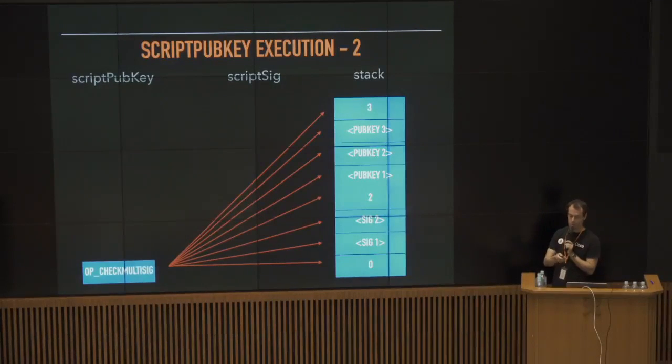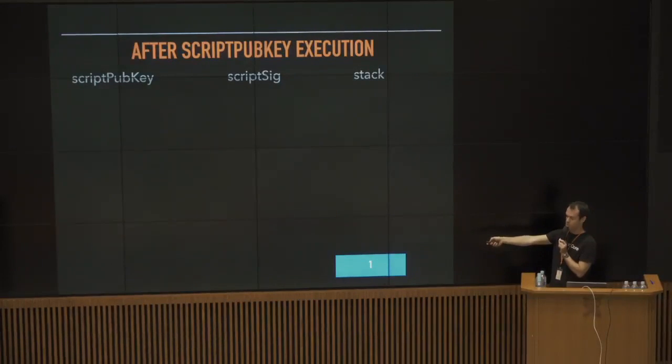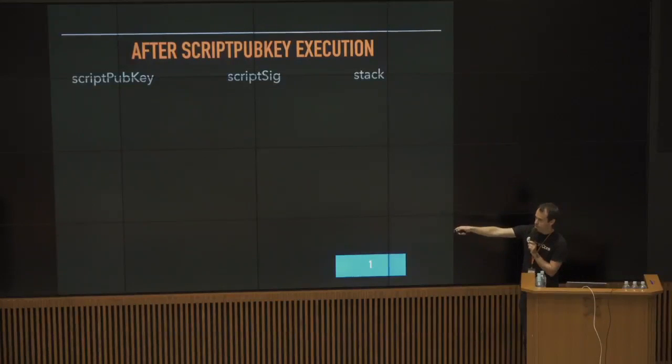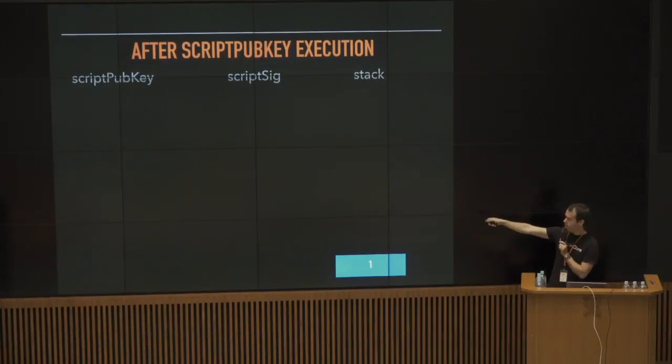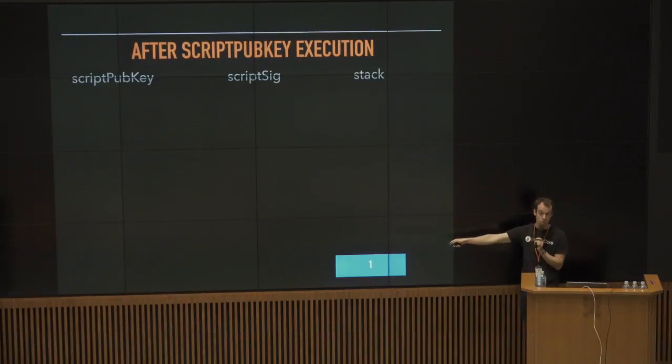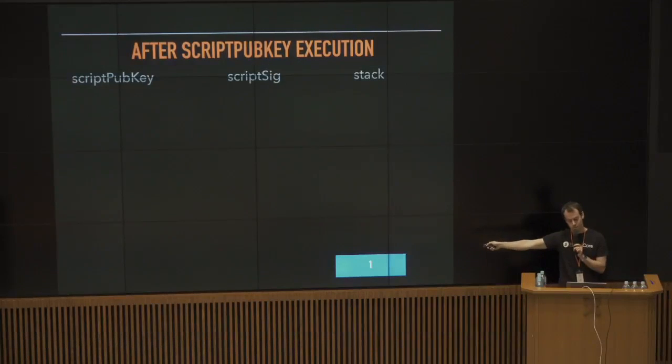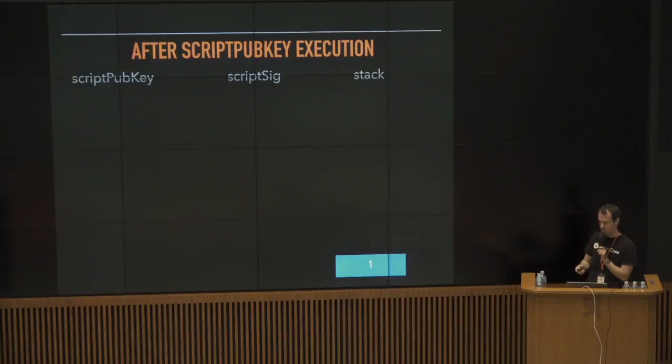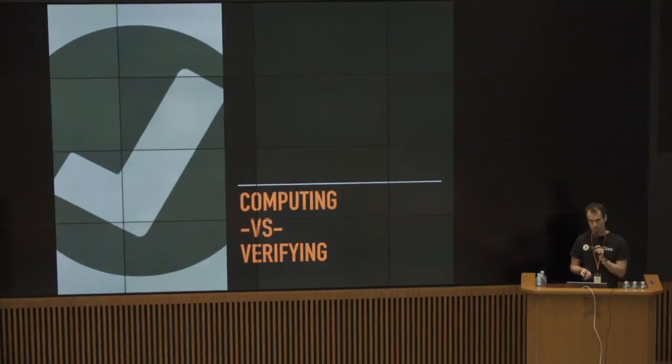Okay, so once that OP_CHECKMULTISIG is run, it pushes a 1 onto the stack. We're done with execution because we've drained our script pub key, and we're left with a 1 on the stack. So the stack is non-empty, the top element is non-zero, and so this evaluates to true. Any questions about that? Okay.